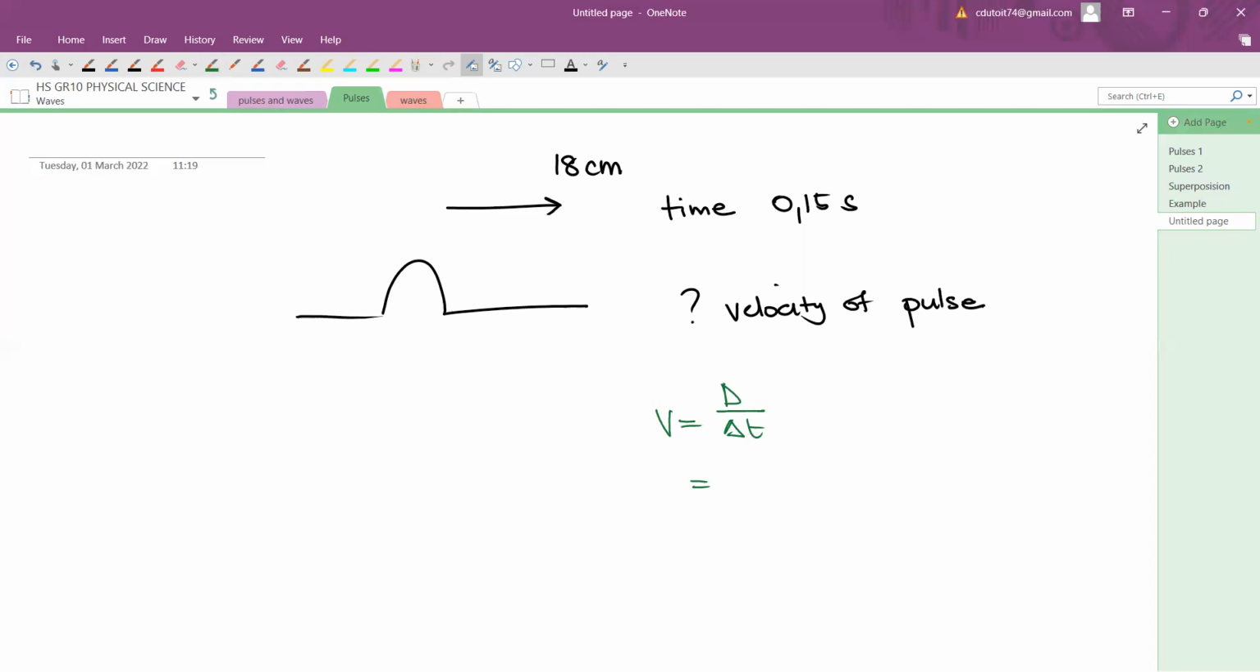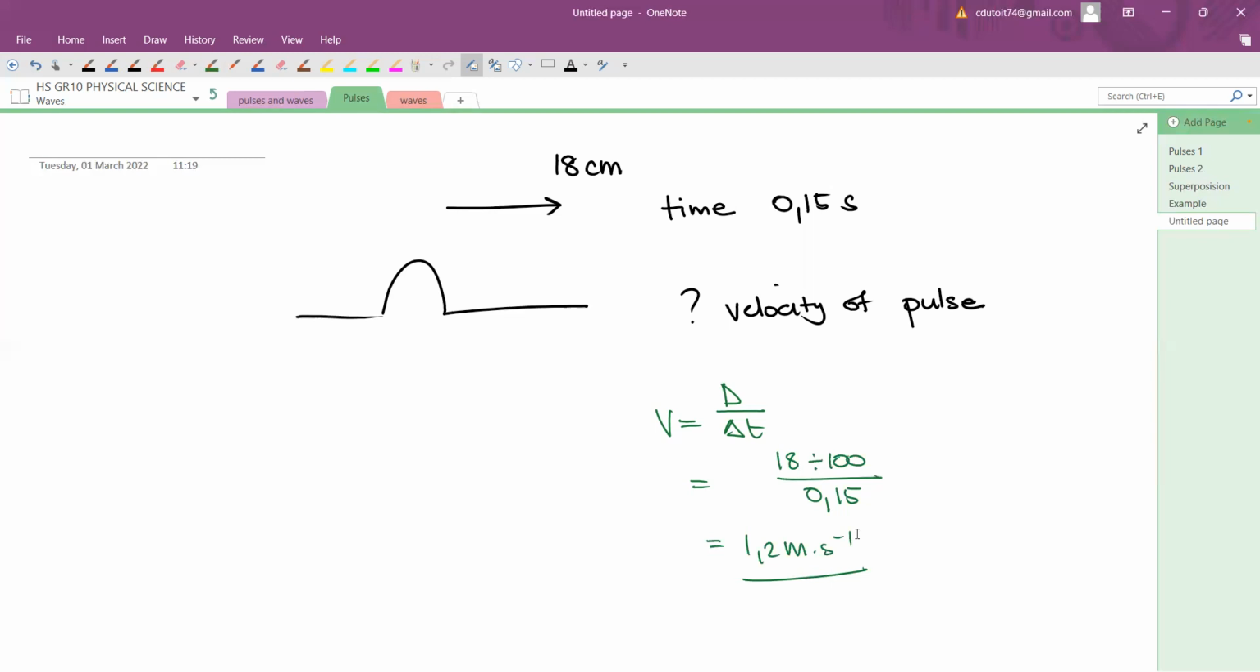Please, the answer is not 18. 0.18. Yes. The distance must be in meters. So I'm going to take the 18 centimeters and divide it by 100 to get meters. And I'm going to divide that by a time of 0.15. Okay, redo that, please. I get 1.2 meters per second. Is that correct? Yes, sir.